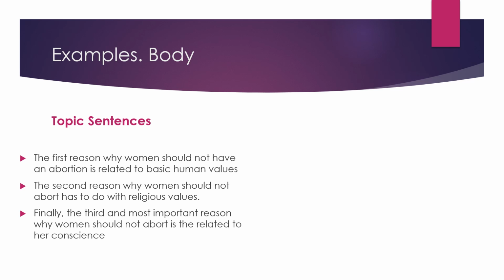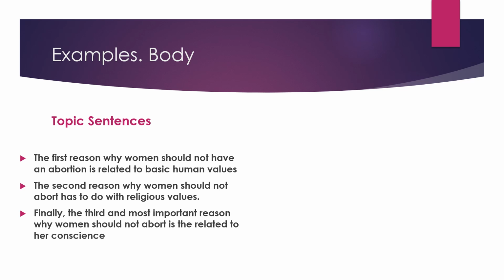Again, the same issue. Remember, we said that the first element or the first reason the student has generated is how human values prohibit abortion. So the first reason why women should not have abortion is related to basic human values. The second reason why women should not abort has to do with religious values. Finally, the third and most important reason why women should not abort is related to her conscience. You see how the student has expressed each argument stated briefly in the introduction in one clear topic sentence at the beginning of each body paragraph.